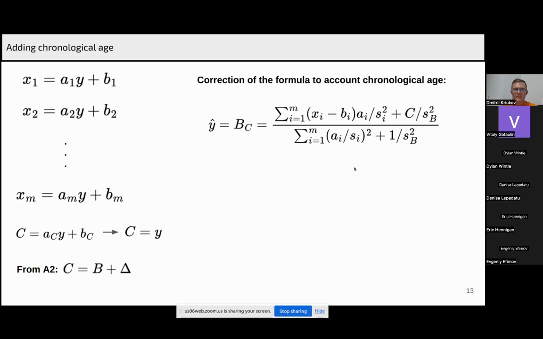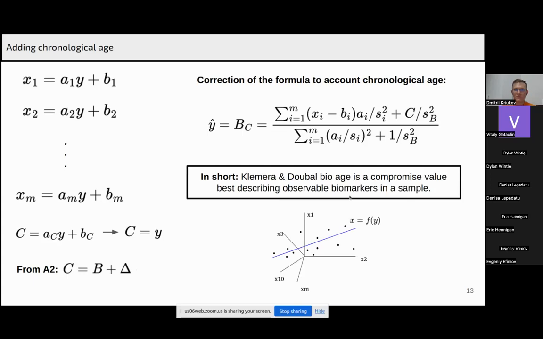And to express all I said in short words, Klemera and Doubal biological age is just a compromise value best describing observable biomarkers in a sample. That's it. We now understand how Klemera and Doubal works. It's just a compromised value on the one-dimensional curve in the multidimensional space.